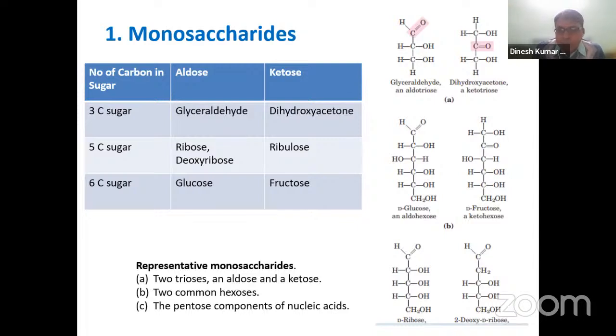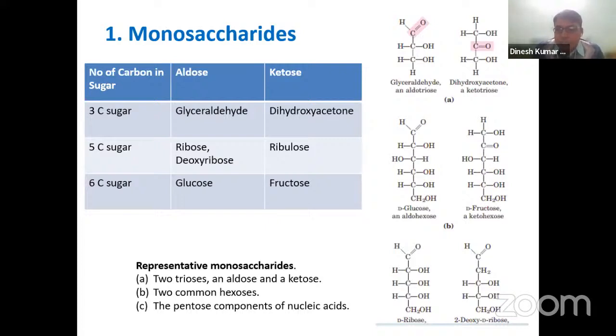Then other important sugars that we have in our system are the 5 carbon sugars, ribose and deoxyribose. As we know, they are present in our RNA and DNA. Ribose is in RNA and deoxyribose is in DNA. And we have ribulose, a 5 carbon sugar which has a ketone group. The important ones are the 6 carbon sugars, glucose, which has the aldehyde group, and fructose, which has the ketone group.